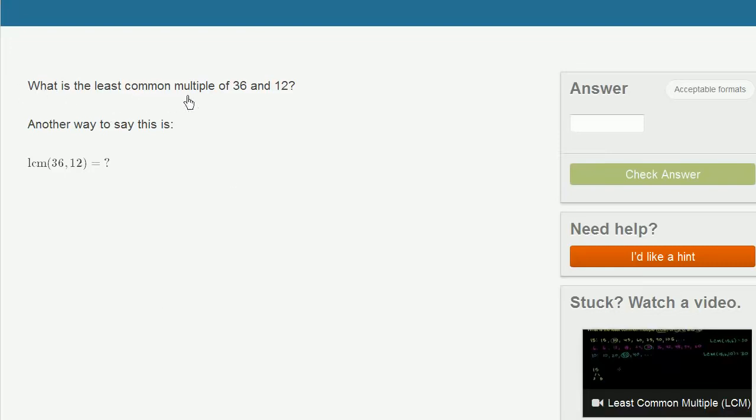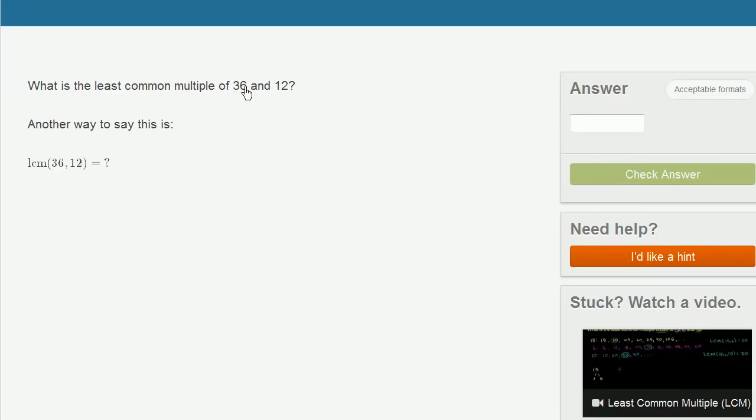What is the least common multiple of 36 and 12? Another way to say this is LCM(36, 12). This is literally asking what's the least common multiple of 36 and 12. Well, this one might pop out at you because 36 itself is a multiple of 12, and 36 is also a multiple of 36.